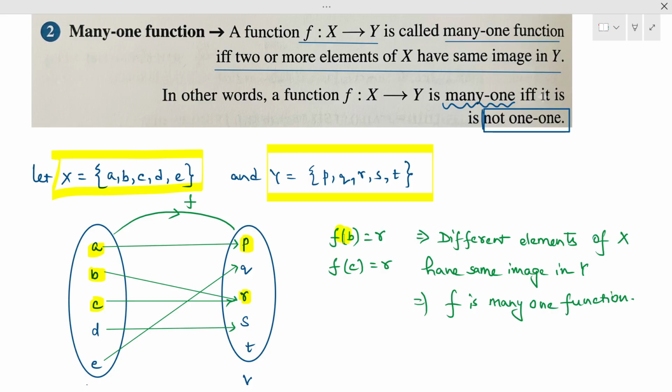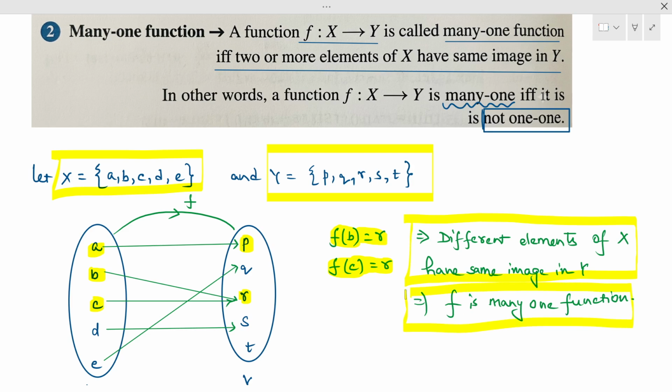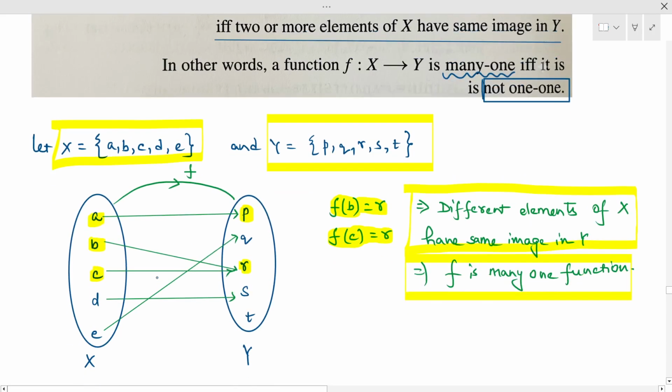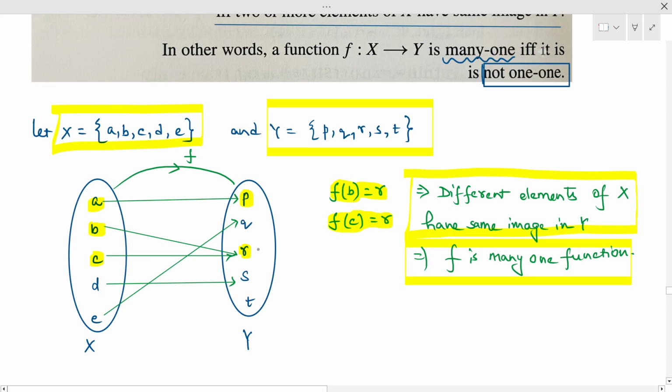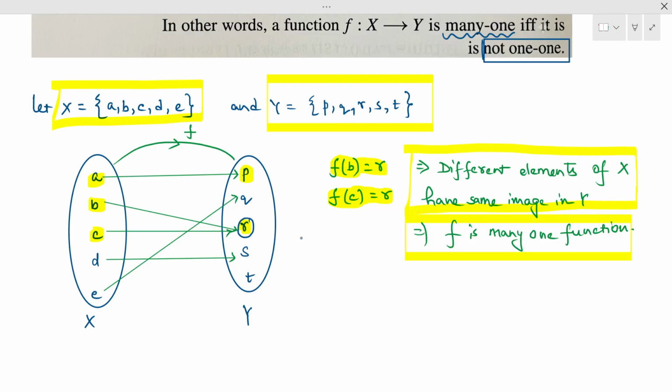Now the image of b is r and the image of c is r as well, which means different elements of x have the same image in y, so the function is many-one. Whenever you have a case where two or more elements of the domain are mapped to one element in the codomain, you say the function is many-one, right?